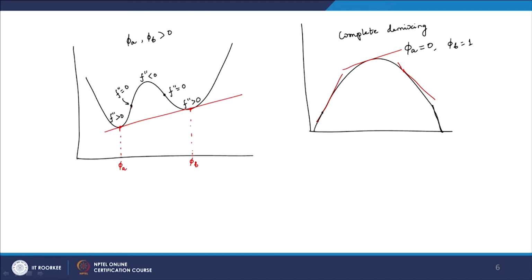If I look at these two particular points, and let me call them phi A star and phi B star, then if I am in between phi A star and phi B star, then in that case f double prime is less than 0, and then we always have a phase separation. But what happens when we are in the other two regimes, let me highlight here.